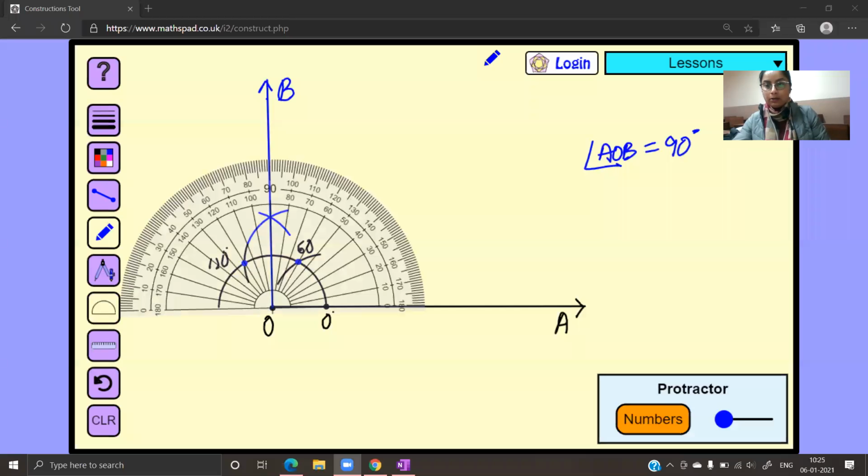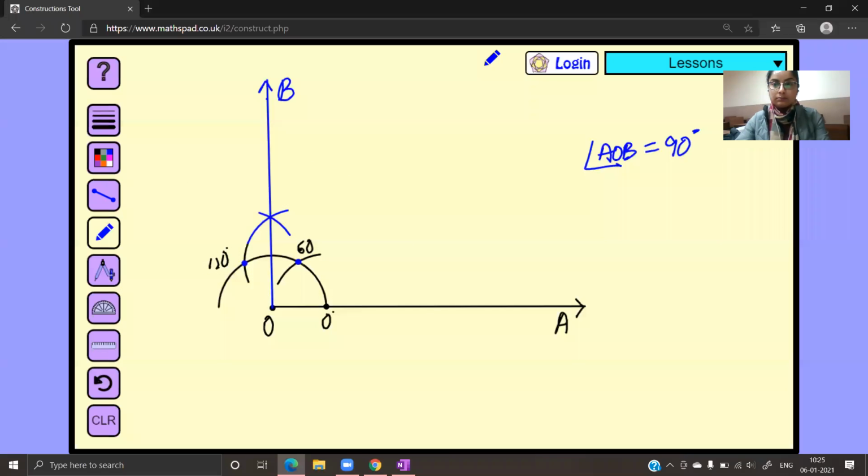Use your protractor to verify that the angle that you have constructed is 90 degrees. That's question number 1 done. Just let me know if you have done. I guess you have done by now. Maybe you've done it already before I even started.